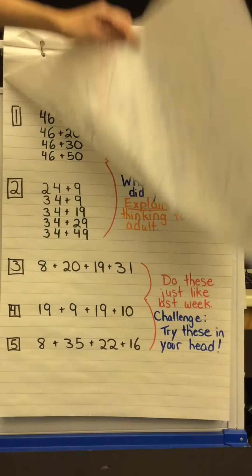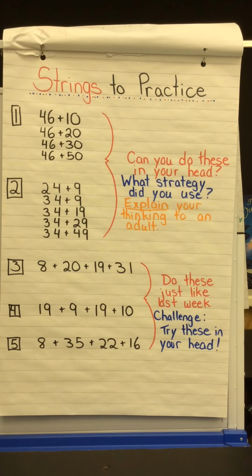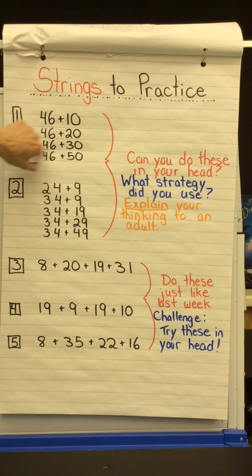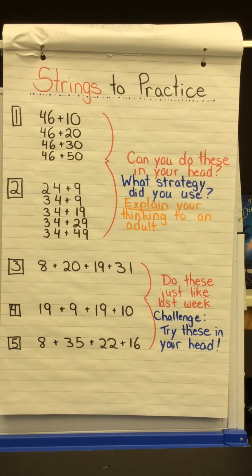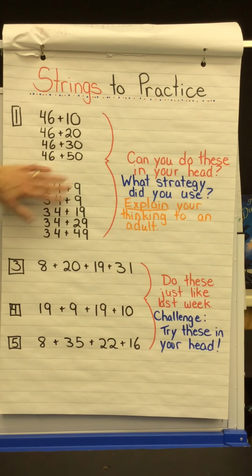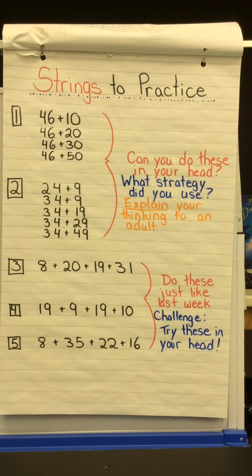So here, guys, is your homework for the week. Strings to practice. These strings, I'd like to see, can you do them in your head? Can you use some of the strategies we've used? I want you to figure out, what strategy is this? Is this a compensation strategy, or is that an adding on strategy? And finally, once you've done them in your head, explain your thinking to an adult.